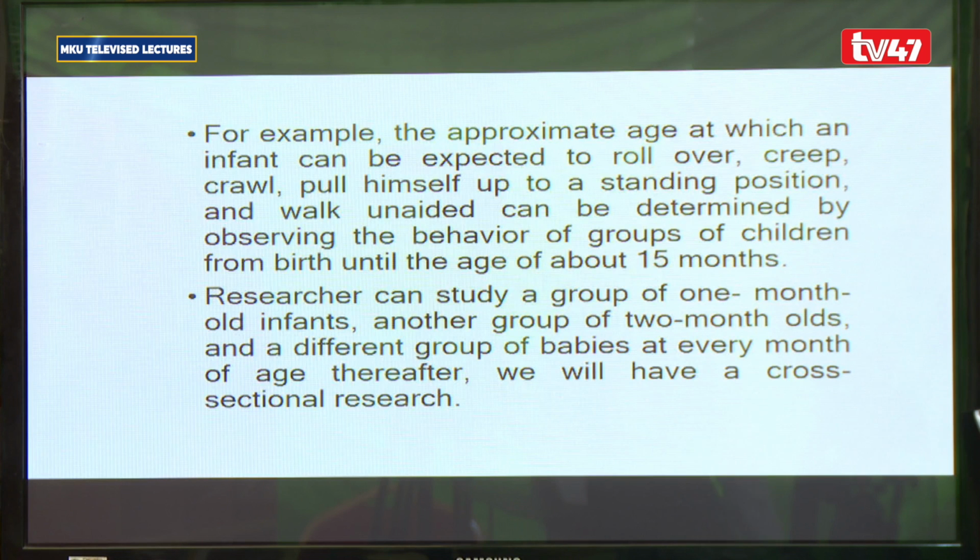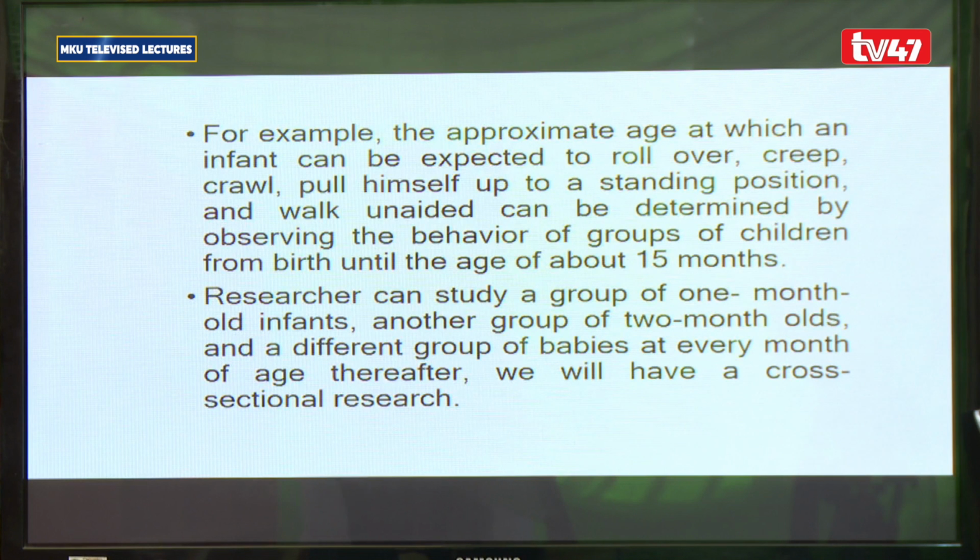For example, another example that I had here: an approximate age at which an infant can be expected to roll over, creep, crawl, pull himself up to a standing position, and walk unaided can be determined by observing the behavior of groups of children from birth to around 15 months. So instead of taking one child and following this child from birth up to 15 months, you're interested in the mobility of the child. How does he change over time?